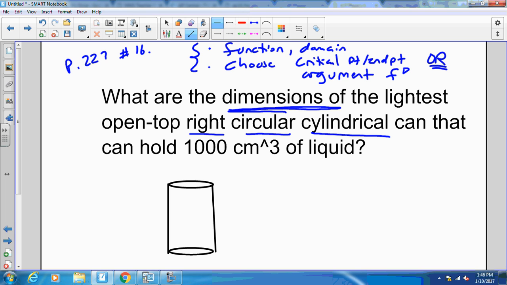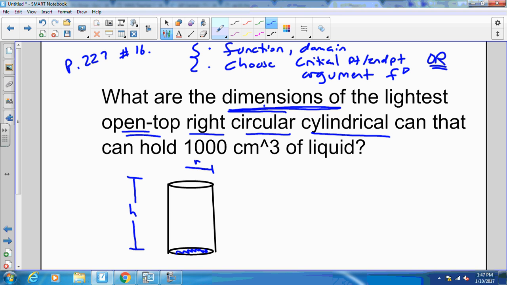Just like that. But they also describe that can as being open top, which means that we're going to use metal for the bottom, but we're going to have it open on the top. It's really a cup, is what it really is. So when we talk about the dimensions of this can, we're talking about the things that we would measure about it: the height, and also the diameter or radius. It's a little bit easier to work with the radius than it is to work with the diameter.